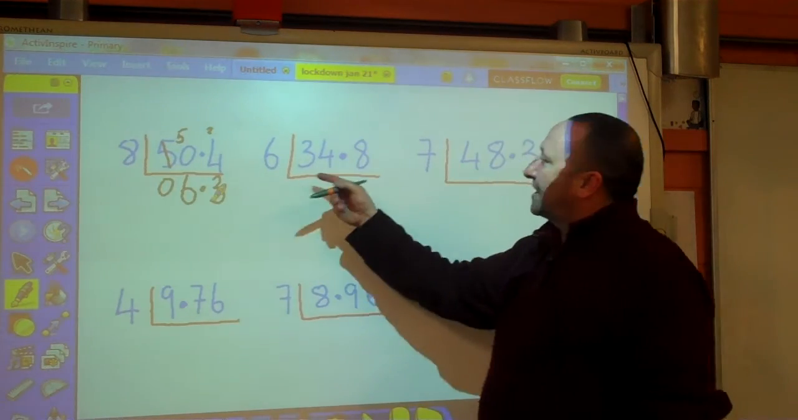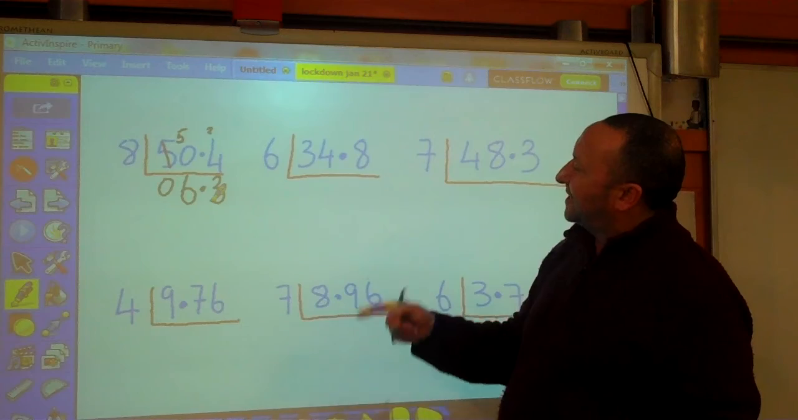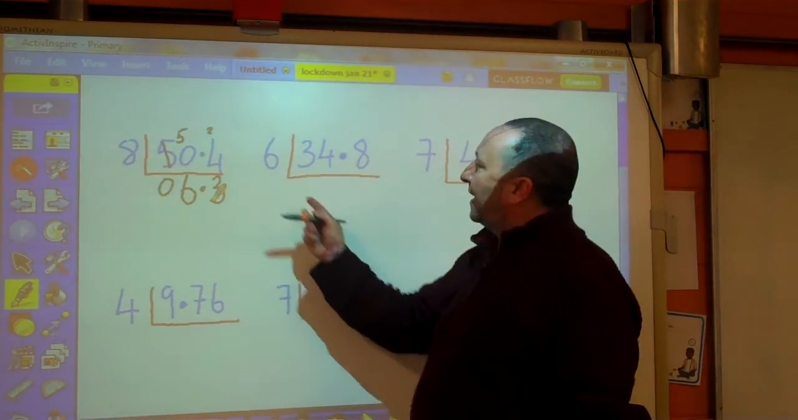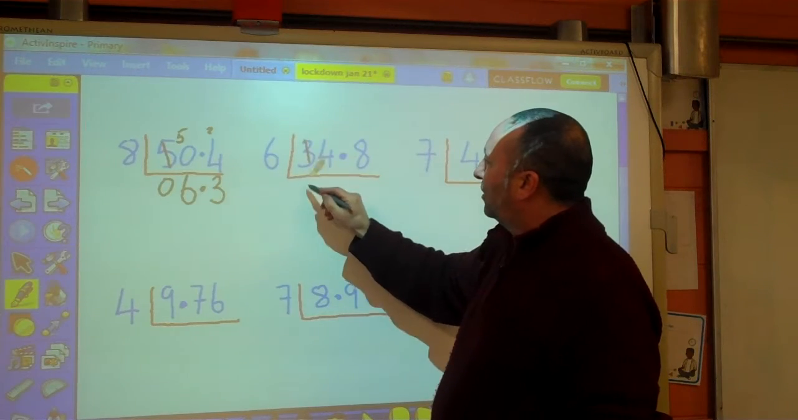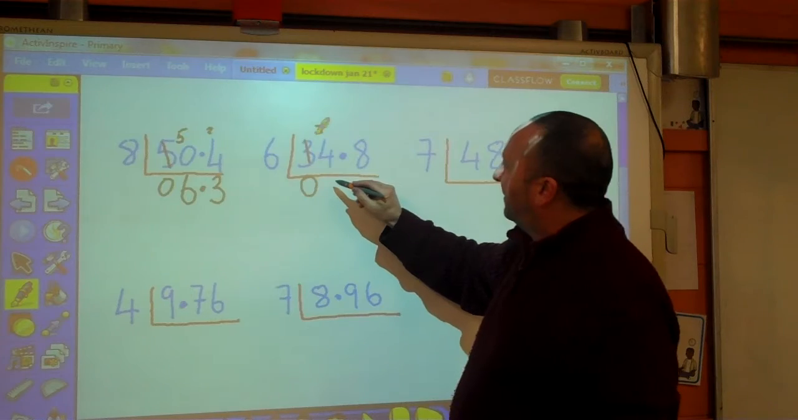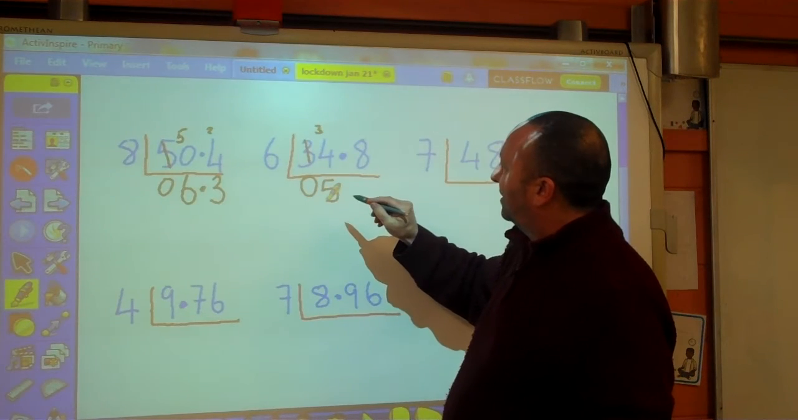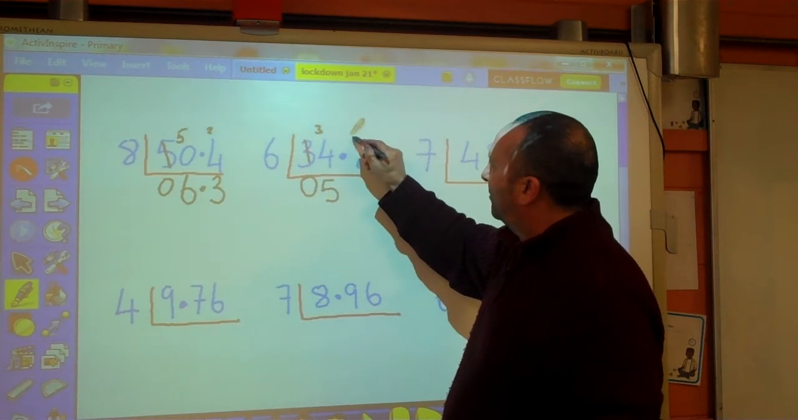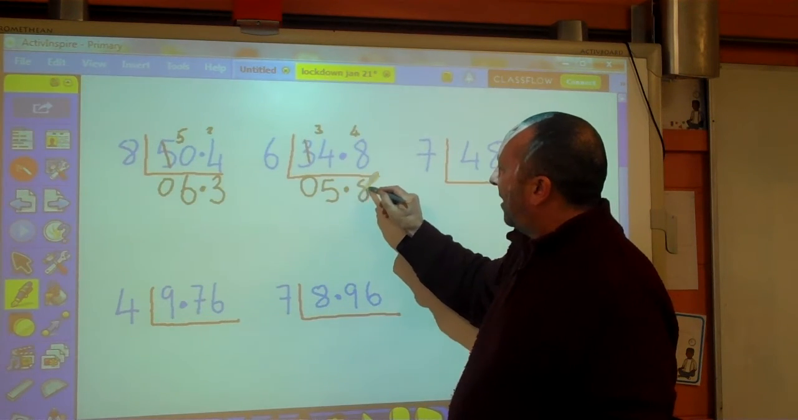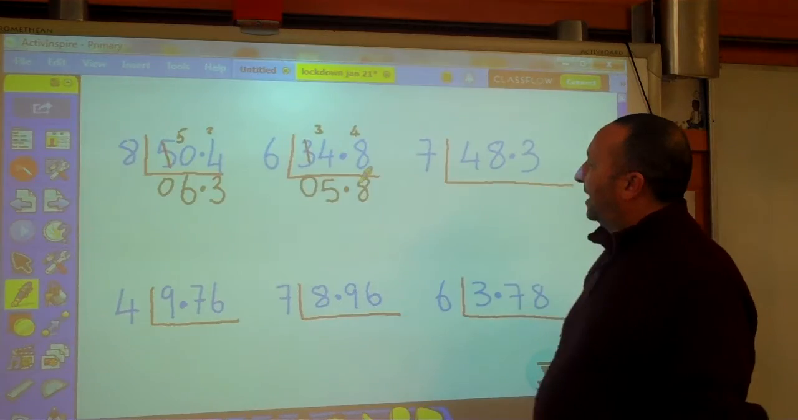The next one, 6 into 34, well I know that 6 sixes are 36, so it's going to be in and around that. So off I go, 6 into 3 won't go, you can carry your 3, 6 fives are 30, so put in my 5 there, that means there's 4 being carried over, put in my decimal point, and 6 eights are 48, so my estimation wasn't bad.